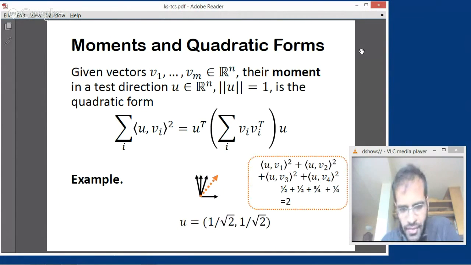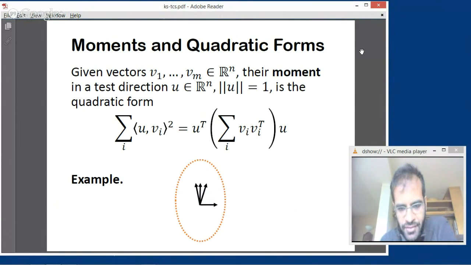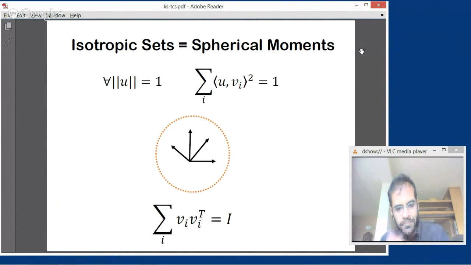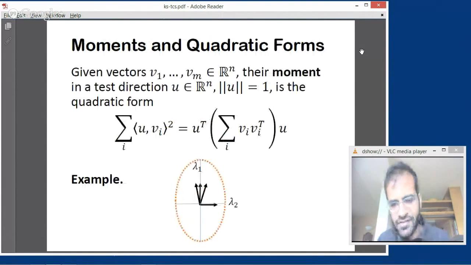Okay, and the most useful way to think about this is that this quadratic form defines an ellipsoid associated with these vectors. Basically, if you look at the value of the quadratic form in all the directions, you get an ellipsoid. And the principal axes of this ellipsoid are the eigenvectors of this matrix, the sum over i of vi vi transpose, of which this is the quadratic form. And the lengths of these axes are the eigenvalues. Okay. So what I'm going to be interested in is, given a set of vectors, partitioning it into sets which preserve this ellipsoid, this quadratic form.